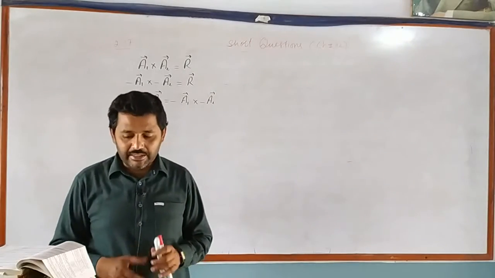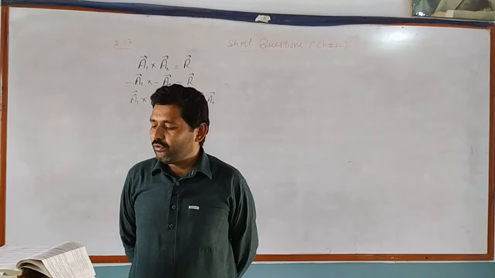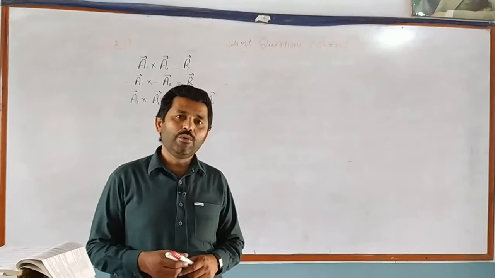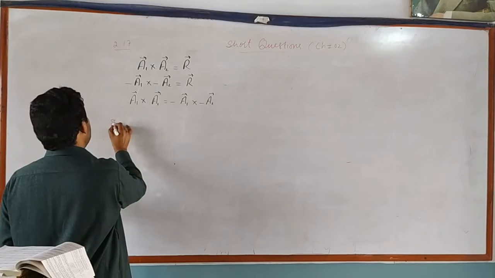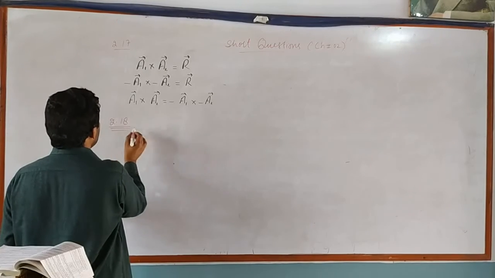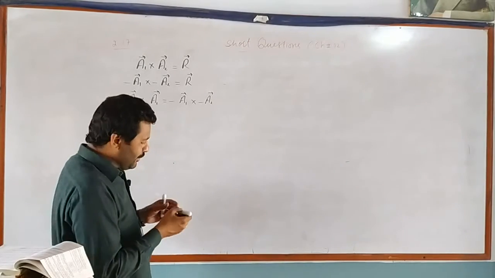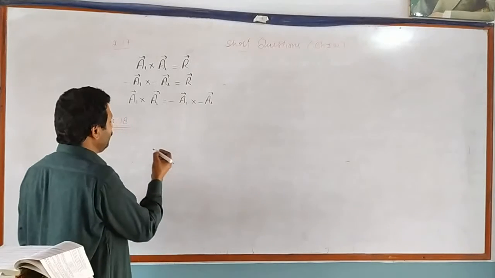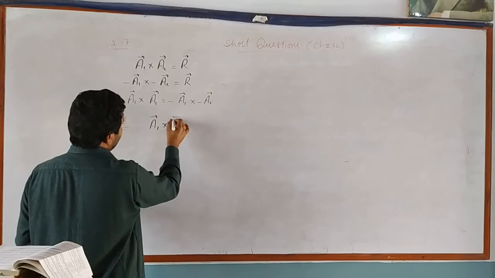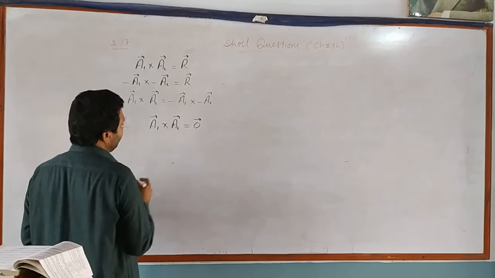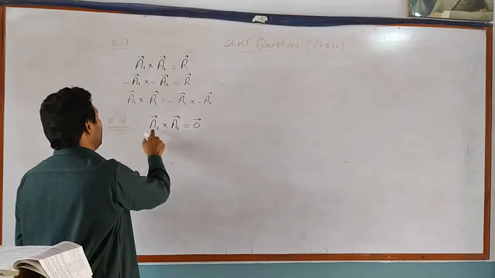The question number 18 is, name the three different conditions that could make a1 cross a2 equal to 0. Dear students, question number 18 is, name the three different conditions that could make a1 cross a2 equal to null vector. We have to find when the cross product of these vectors is equal to 0. Write all the possible conditions.